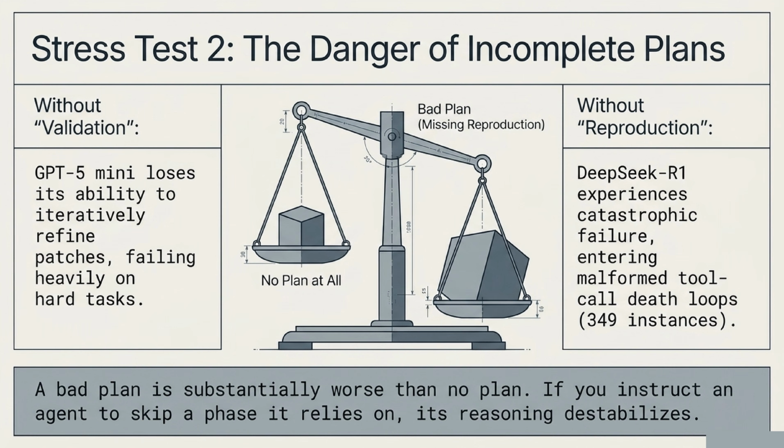Test 2 looked at incomplete plans, and the takeaway here is crucial: a bad plan is substantially worse than no plan at all. If you tell GPT-5 Mini to skip validation, it loses its ability to refine its work and fails heavily on hard tasks. Worse, if you tell DeepSeek R1 to skip reproduction, it experiences catastrophic failure, literally entering a death loop of malformed tool calls in hundreds of instances.